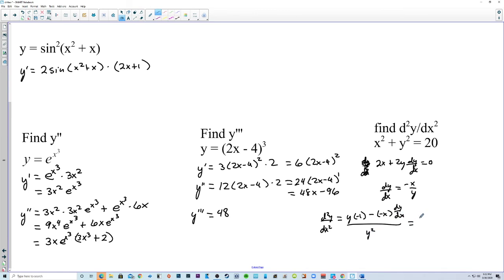But we know what dy dx is. We have negative y plus x times negative x over y, squared. Well, we need to get rid of this complex fraction, so we're going to multiply everything by y. So that's equal to negative y squared minus x squared over y to the third. But we can factor out a negative 1 on top when we get y squared plus x squared over y to the third. But we know what x squared plus y squared is. It's 20. So the final answer is negative 20 over y to the third.